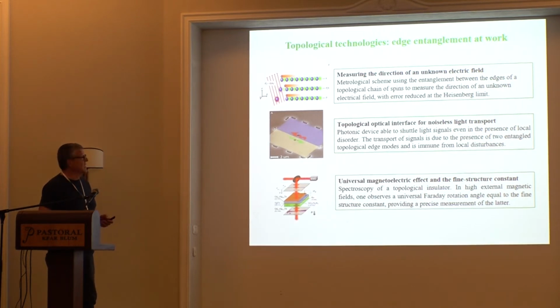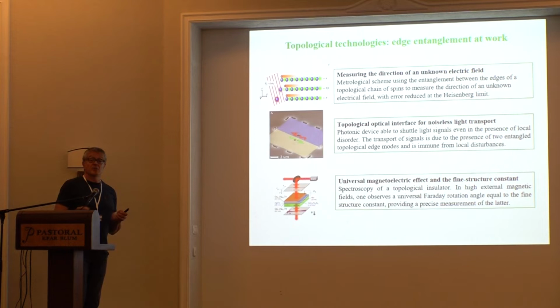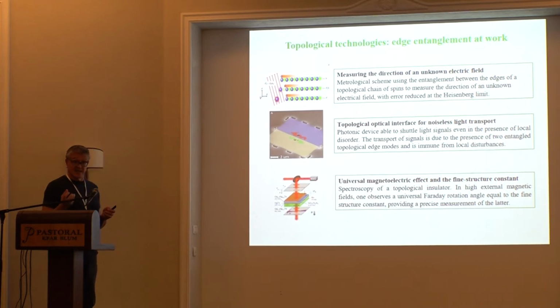So this is just a list of a few examples in which the physics of the edges, so the presence of robust entangled edge states, can be exploited for technological purposes.